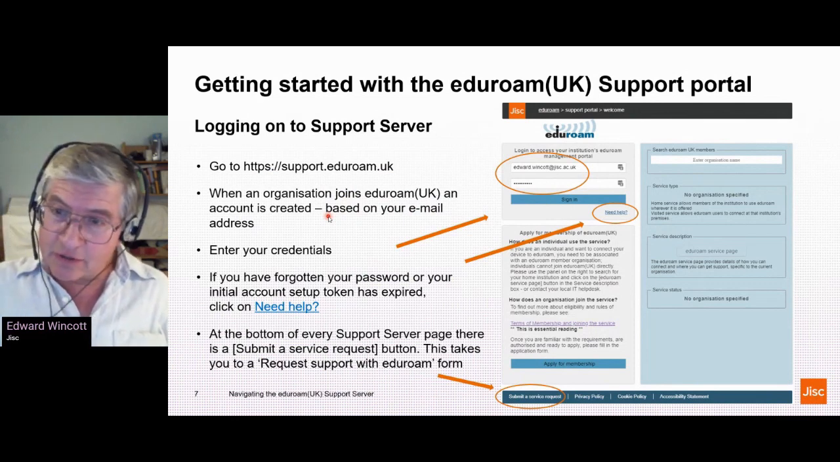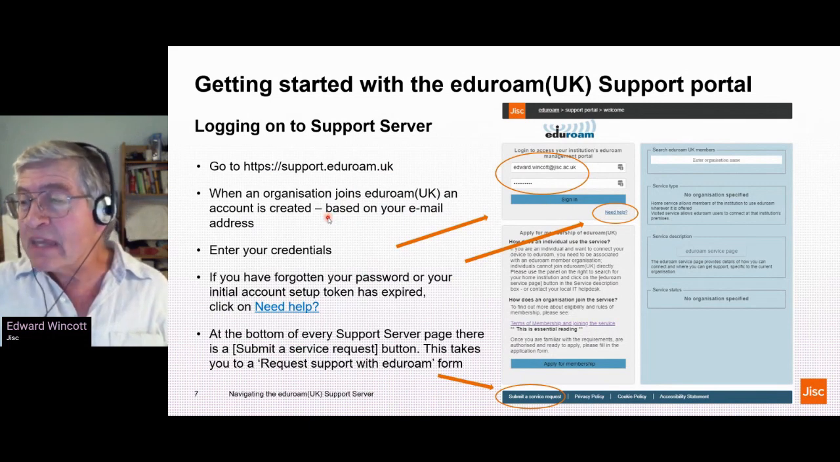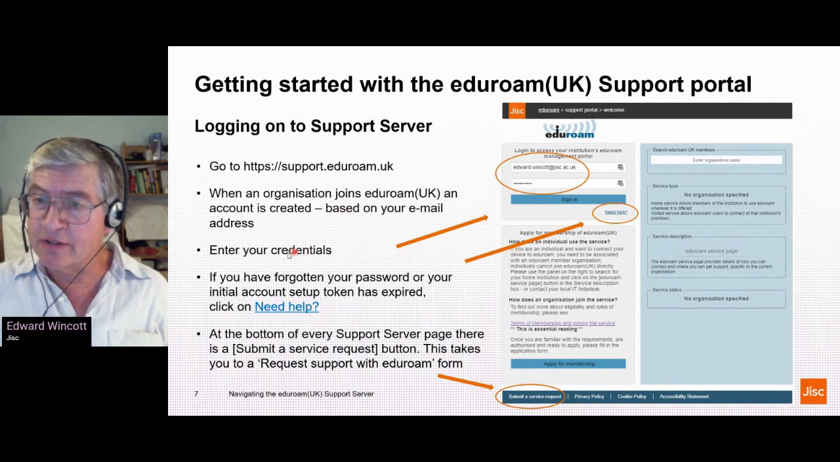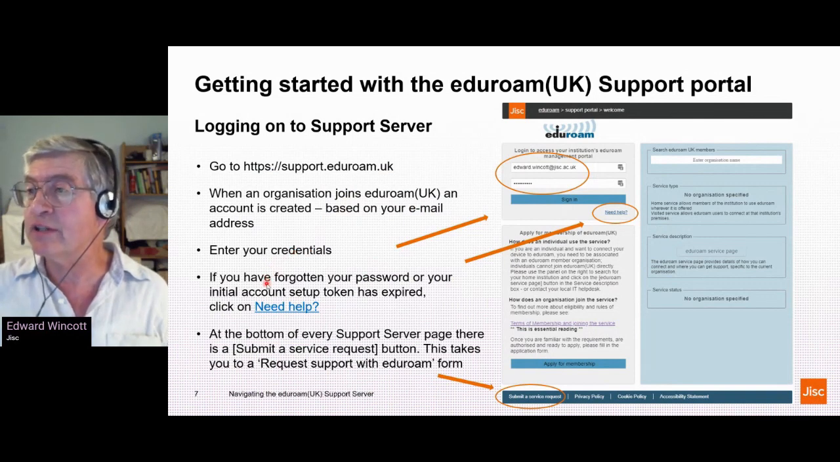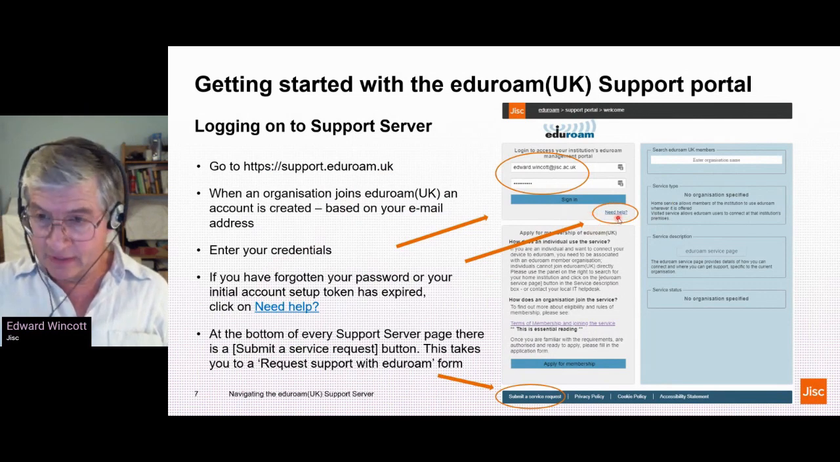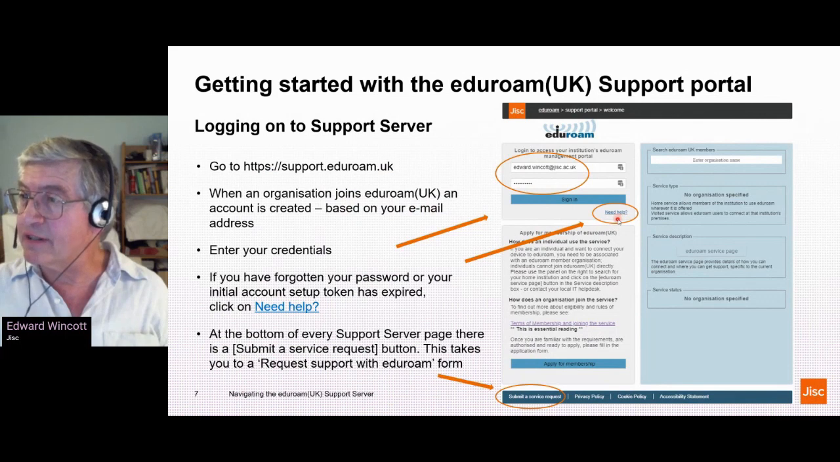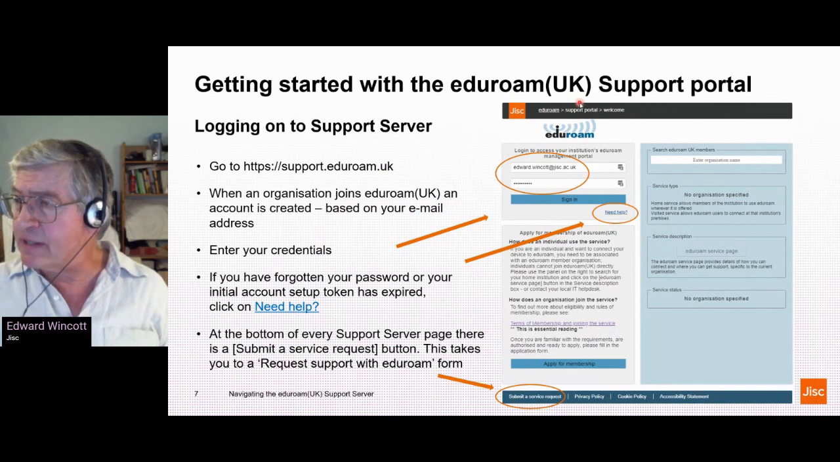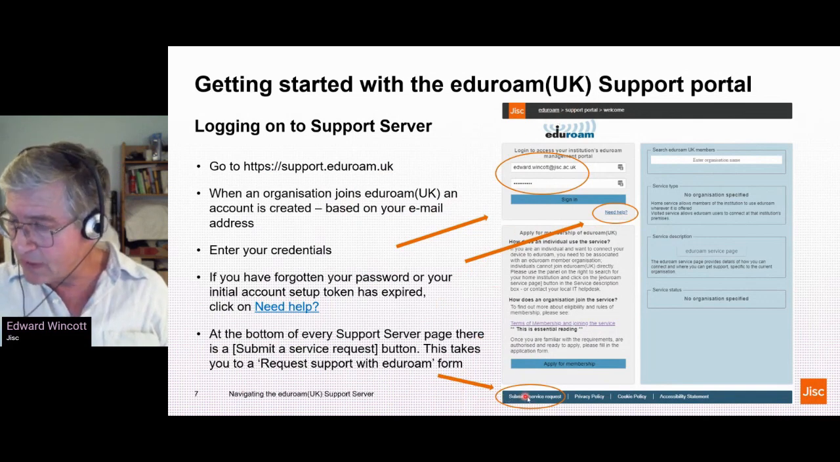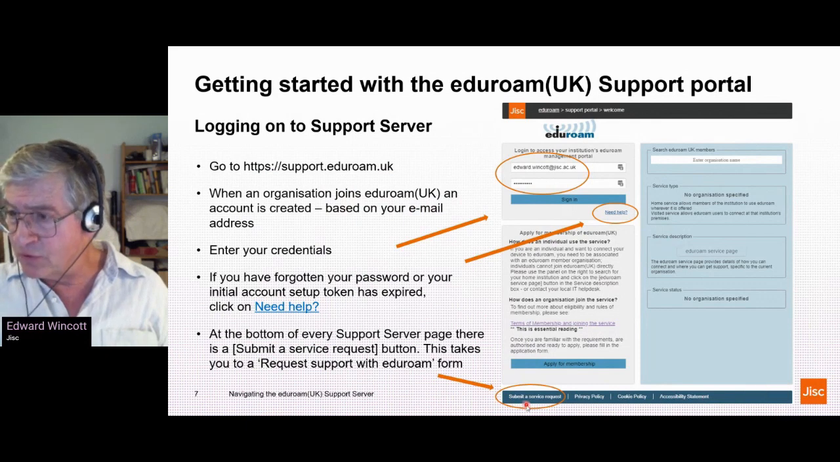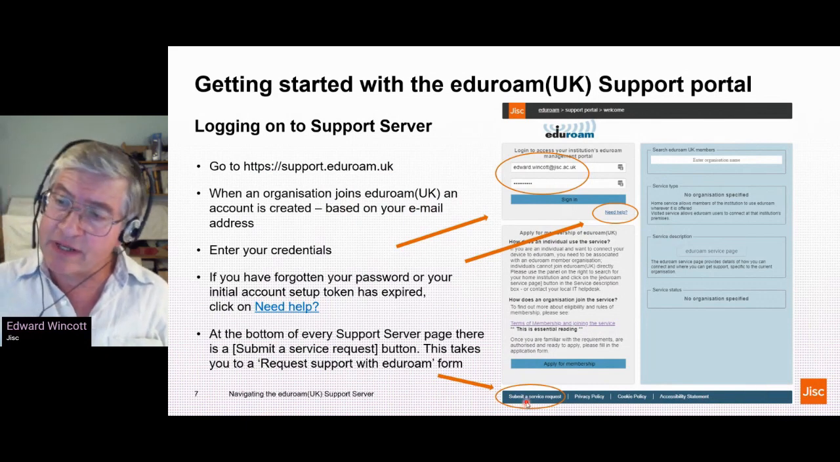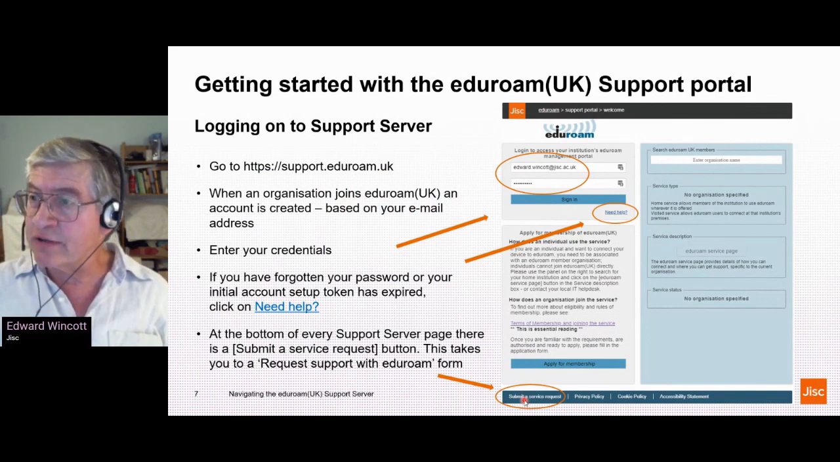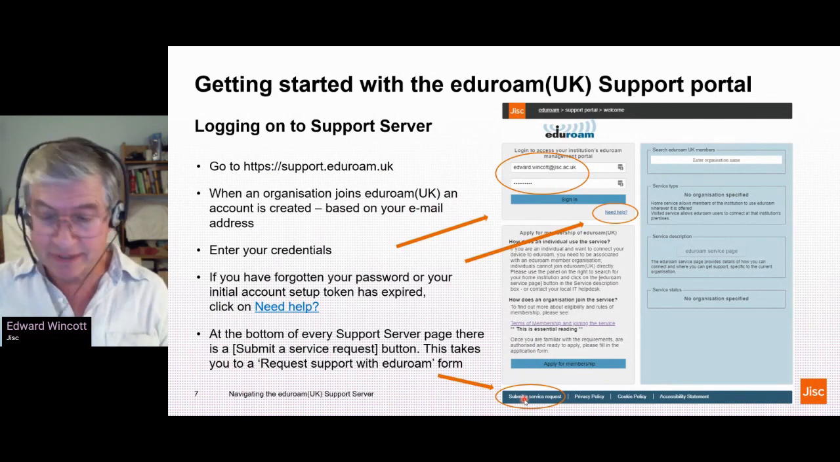If you've forgotten your credentials, or the token that's sent when you first set up an account, when you first join eduroam, just click on the need help link here and follow the guidance that's there. The other thing, on every single page on support server, on the footer bar, you can click to submit a request for help. So that generates an email which goes into our ticketing system, so you don't even need to touch your email system.